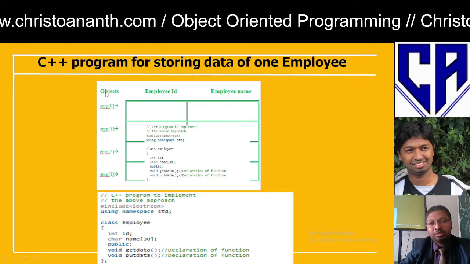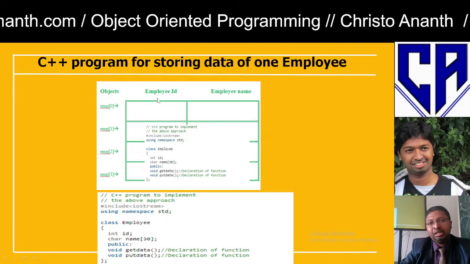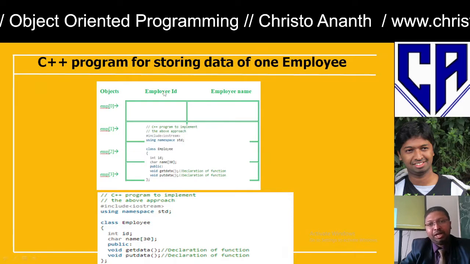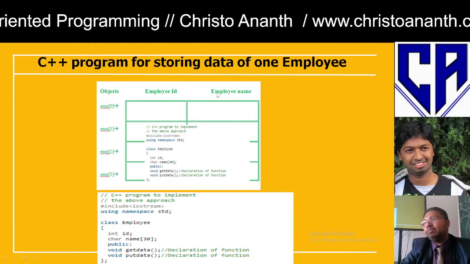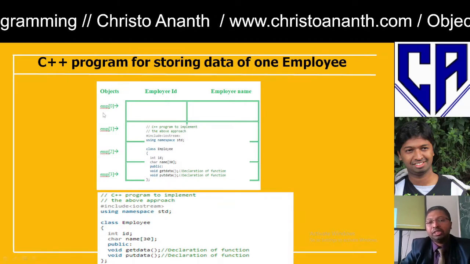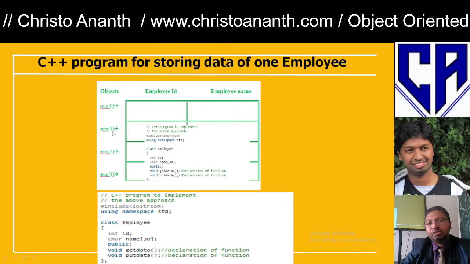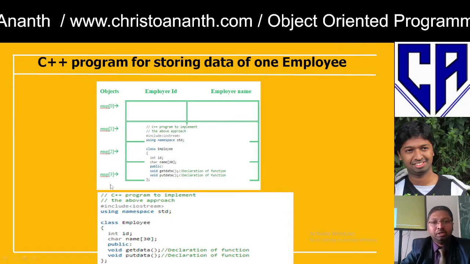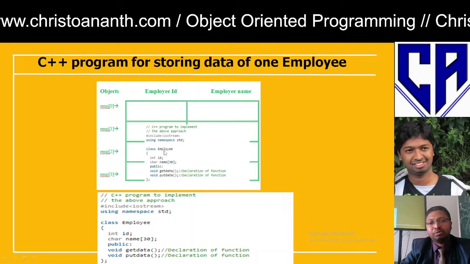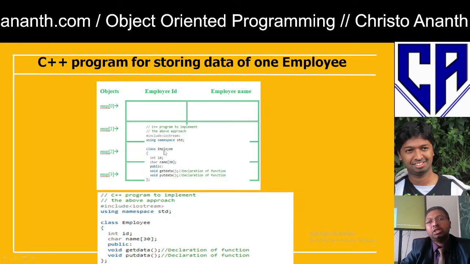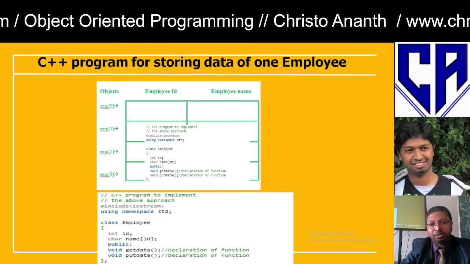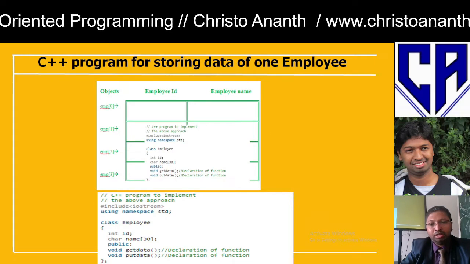So you have objects, and each has an employee id, like an id card, and then an employee name. This location we would be storing as employee 0, employee 1, employee 2, and employee 3. So this is a C++ program where you store data for more than one employee. Right, so this is how you implement it.